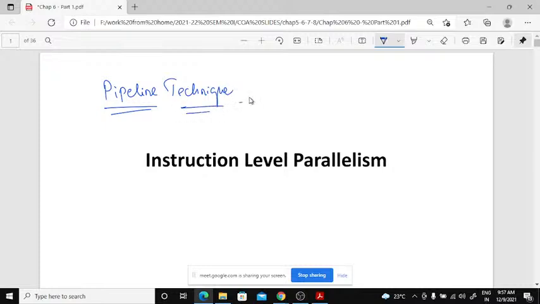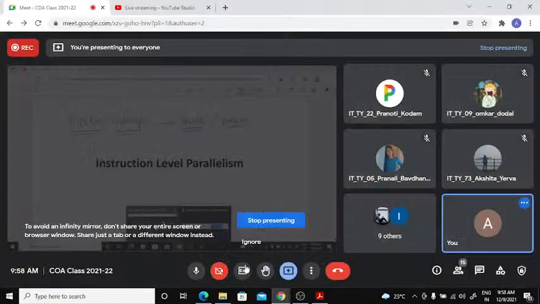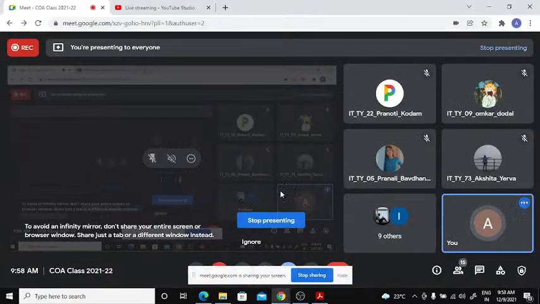Pipeline technique, then comparison with sequential execution, where the instructions execute one by one. And in pipelining, some hazards or problems will occur, the problems that come under pipelining. Okay, I hope my screen is visible.